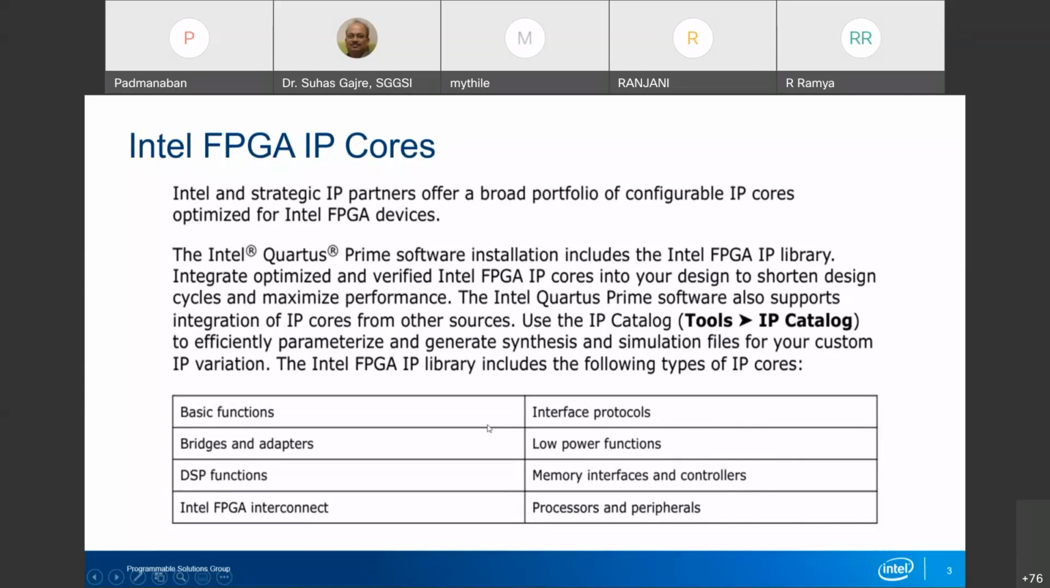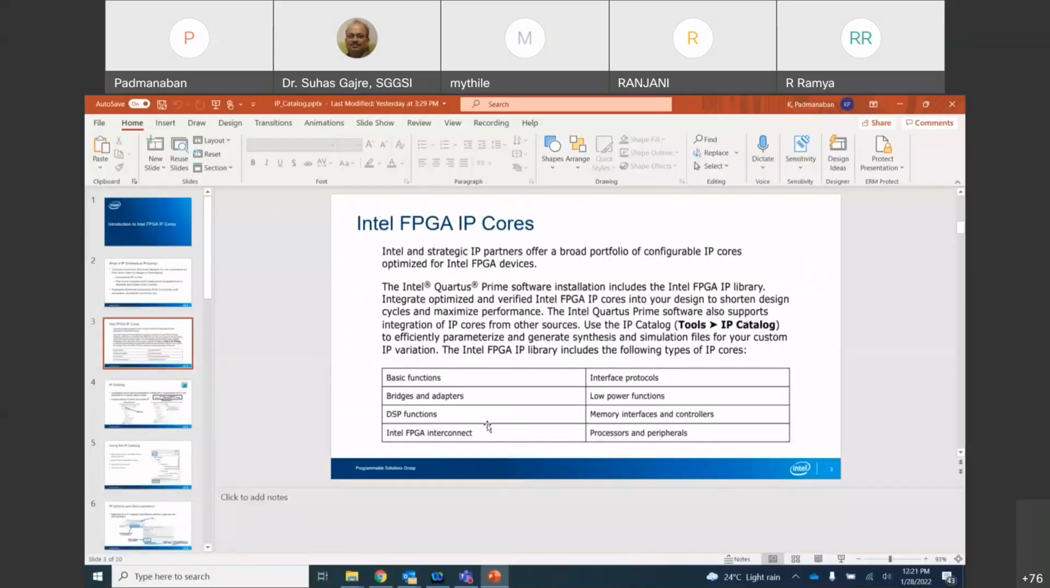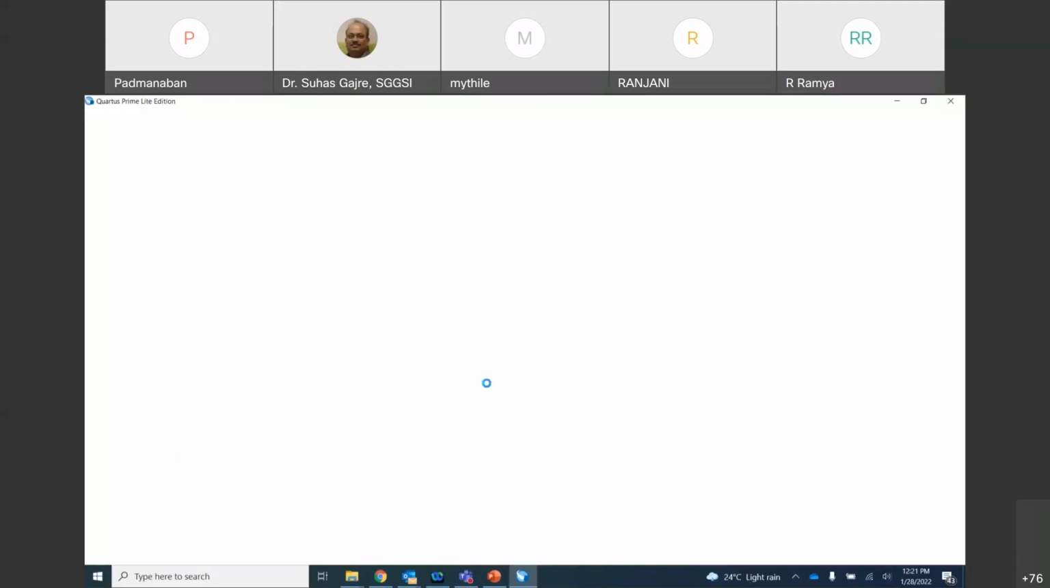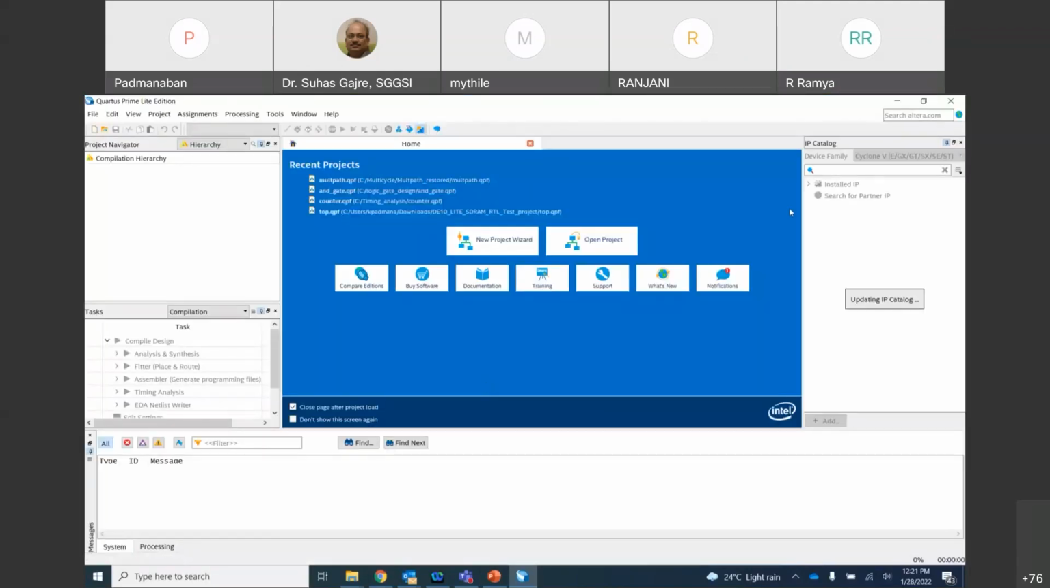How will it look? Let us explore one simple example here. When you open the Quartus Prime design software, we can check where the intellectual property is. Let me just open and show it. On the right hand side, you could see that IP catalog. And then you can choose the device family here. For example, I expand this and show for MAX 10 devices.